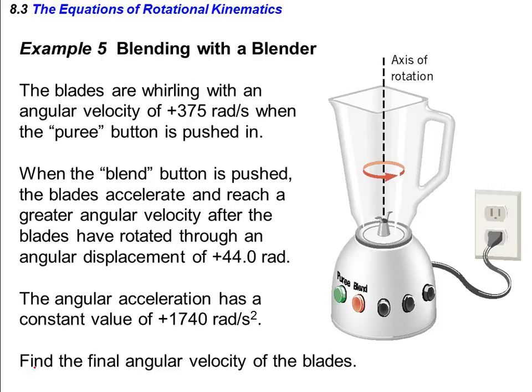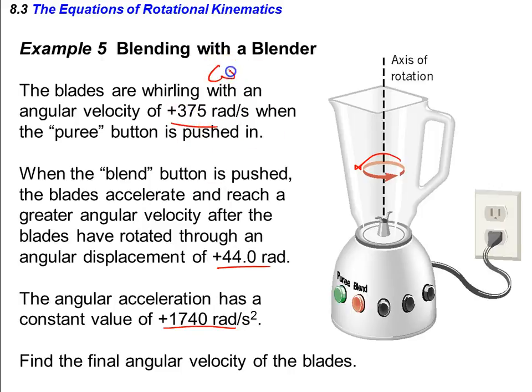So if we have this problem here, the blades are whirling in a blender, and we notice that, okay, this is the axis of rotation, and we see that we have a counterclockwise rotation. So that counterclockwise rotation tells us that it's positive. So we have a positive 375 radians per second, and positive 44 radians of displacement, and we have an angular acceleration of 1740 radians per second squared. We want to find the final angular velocity of the blade. So here's our initial.